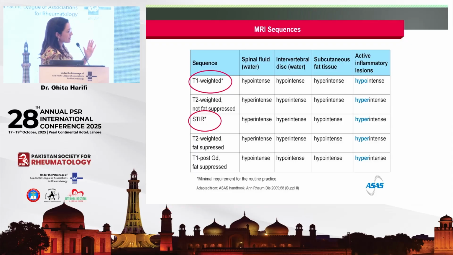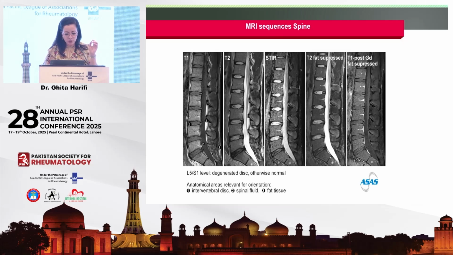So keep it simple. In T1, you look at two things actually, the spinal fluid and the subcutaneous fat tissue. In T1, spinal fluid, water, is hypointense, it's dark, and the subcutaneous fat tissue is bright. On STIR, the spinal fluid is bright and the subcutaneous tissue has been suppressed. So basically a STIR is a T2 on which we have suppressed the fat. So this is how we will actually differentiate.